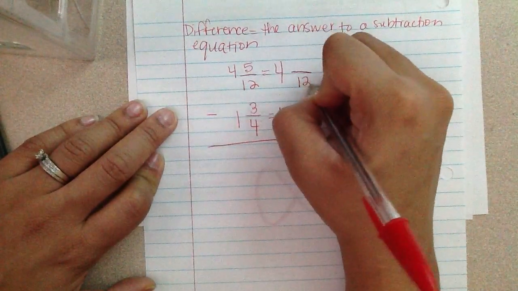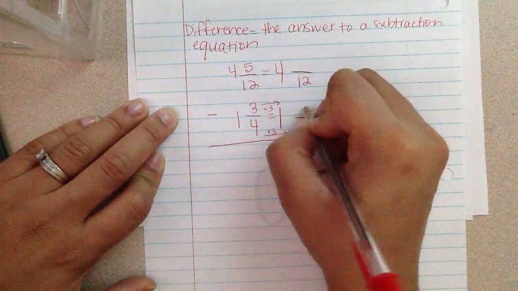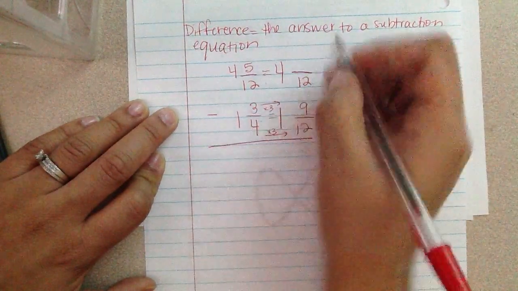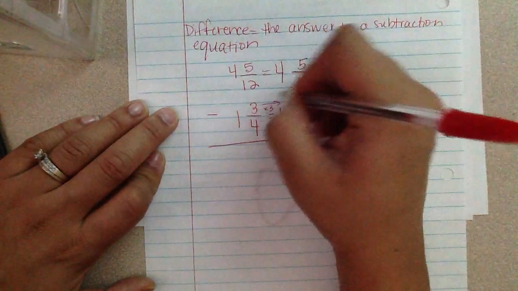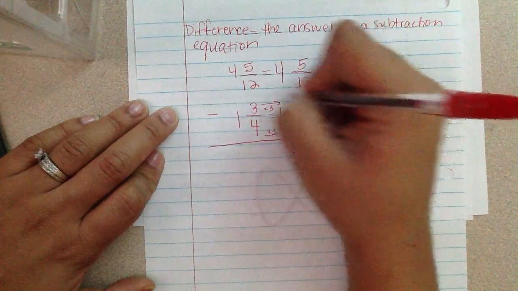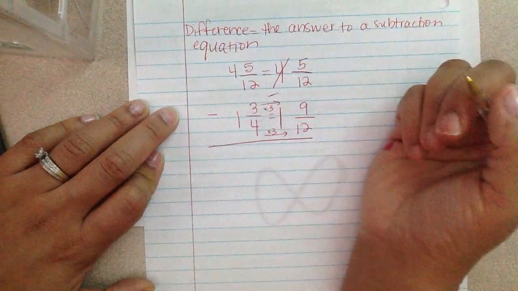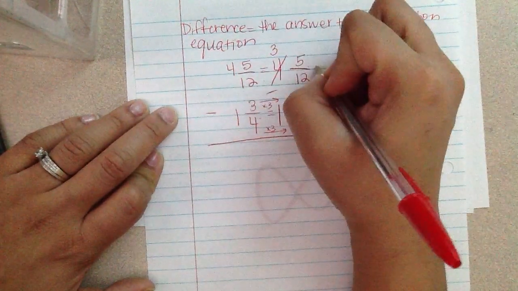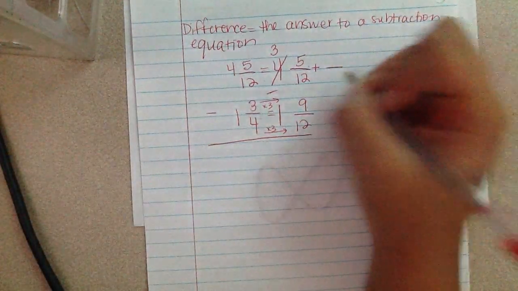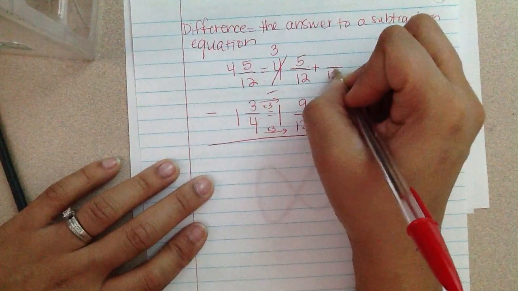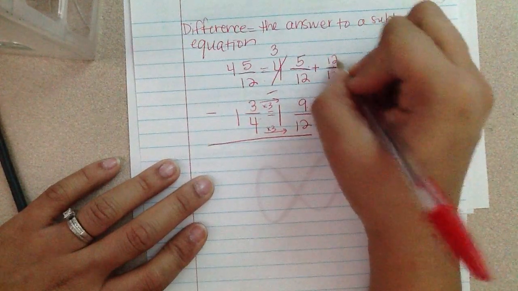4 and 12 share the multiple 12. 4 times 3 is 12, so 3 times 3 is 9. This stays the same because it already has a denominator of 12, so I make that a 5. So I have 4 and 5/12 minus 1 and 9/12. I cannot take 9 away from 5, so I'm going to borrow from my whole number. This is a 3. How do I add a whole number in fraction form? Well, I look at my denominator. It's 12. In order to make a whole, or add that whole that I borrowed in fraction form, I have to have a numerator of 12 as well, because this equals 1 whole.